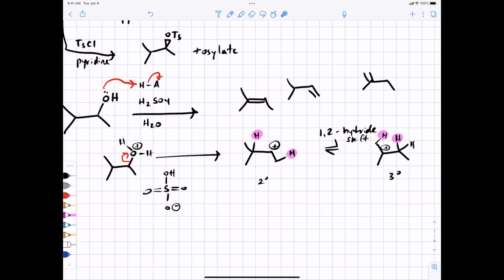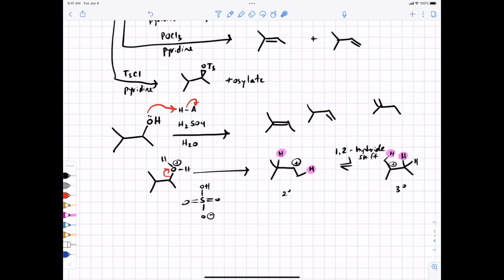Okay, so you're going to get a mixture of alkene products. If you had to choose which was the major one, you'd choose the more substituted one. But again, under acid catalyzed conditions like this, you must be aware of the looming specter of carbocation rearrangement.